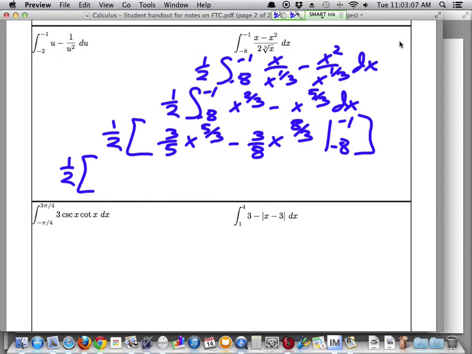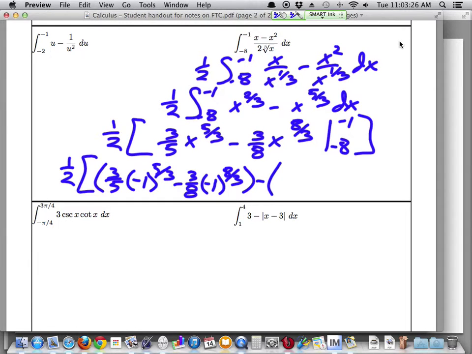Plug them in. Which one gets plugged in first? Top one does. So this would be 3/5 (-1)^(5/3) minus 3/8 (-1)^(8/3). Okay, so that's what I get when I plug the top one in, minus what I get when I plug the bottom in. So that would be 3/5 (-8)^(5/3) minus 3/8 (-8)^(8/3).